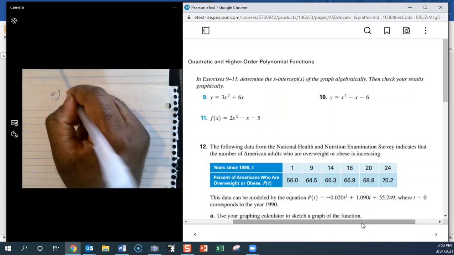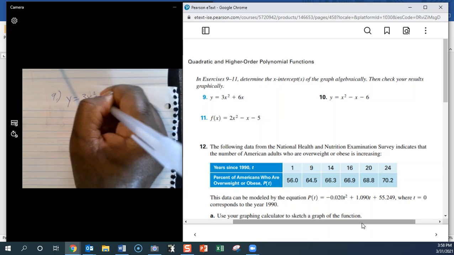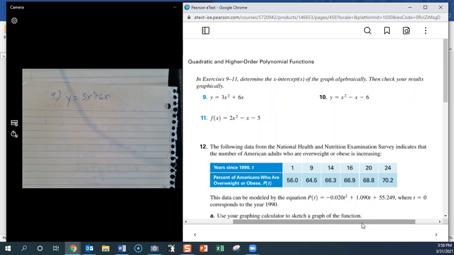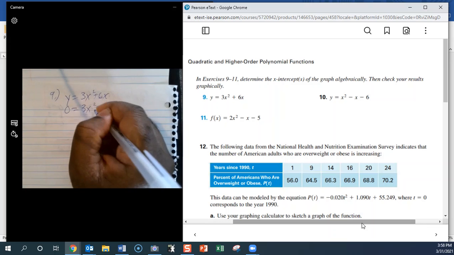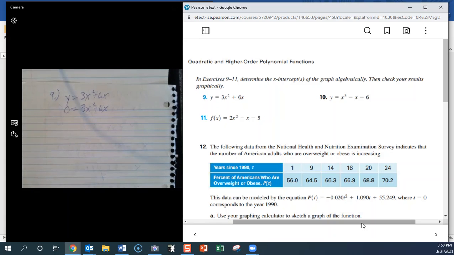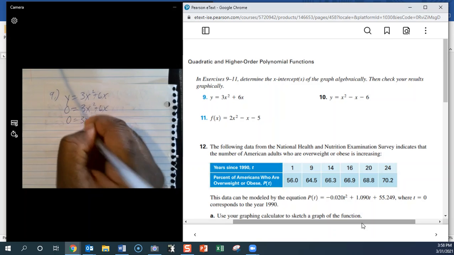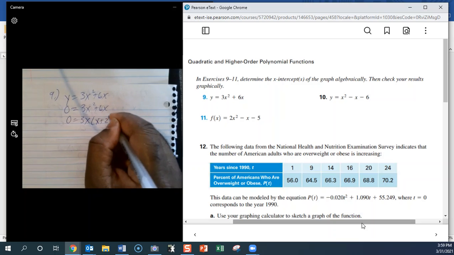We have y is equal to 3x squared plus 6x. Now, if we're trying to solve for the x-intercept, that means that y is automatically 0, because x-intercept is when y is 0. So we have 0 is equal to 3x squared plus 6x. Now we're supposed to do like we did in the previous problems in the previous lessons. Find the greatest common factor of these two terms. 3x squared and 6x, the greatest common factor is 3x. And that will leave us x plus 2.